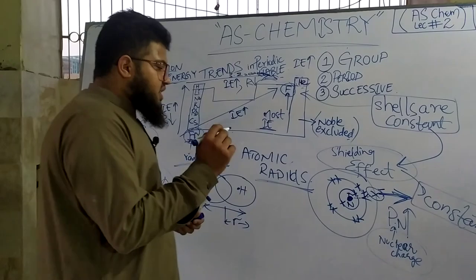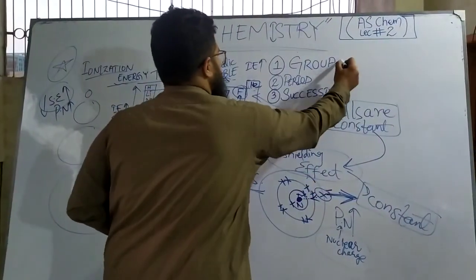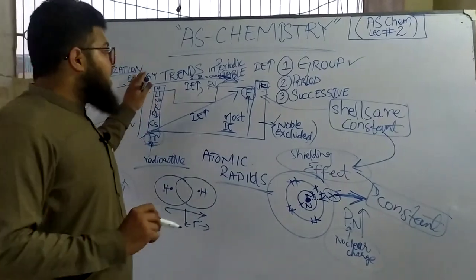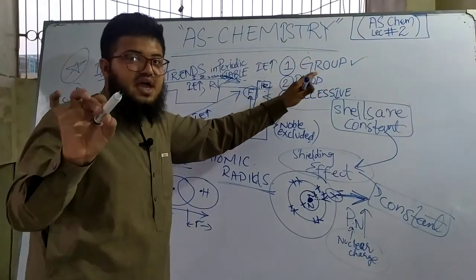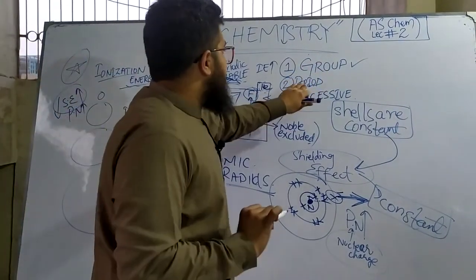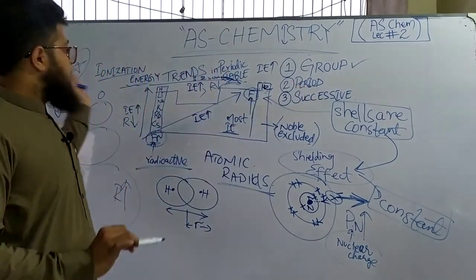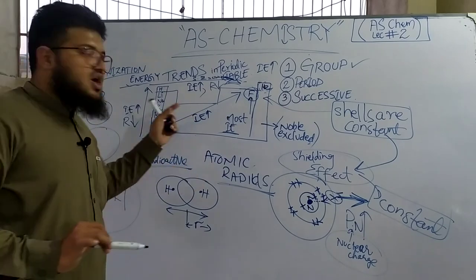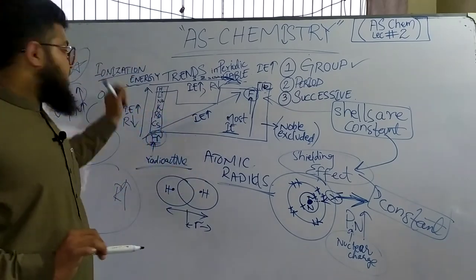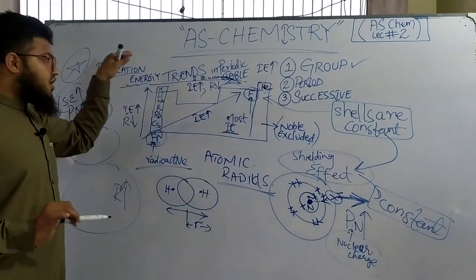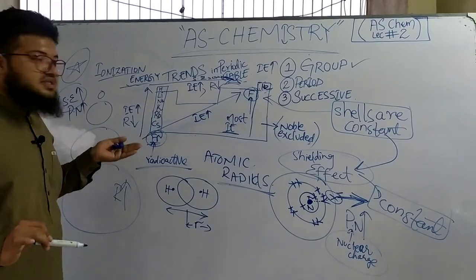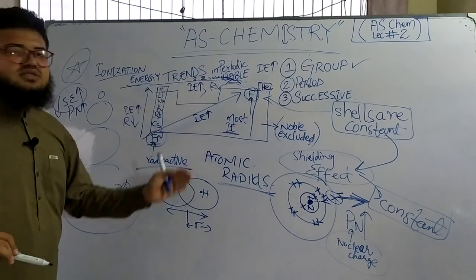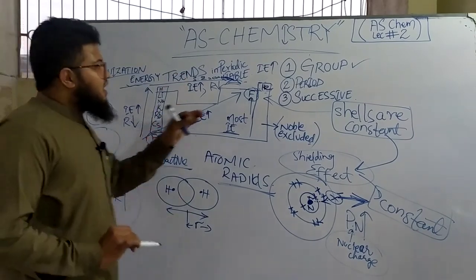Now guys, remember one thing: ionization energy changes across the group, as shown over here. Why does it change across the group? I'll explain that in the next lecture. It changes across the period. Across the period, ionization energy is increasing. Going up the group, it is changing: as you go up the group, it has to increase. As you go across the period, it has to increase. And as you go diagonally, it still has to increase.